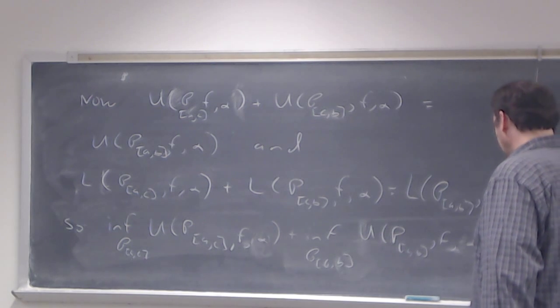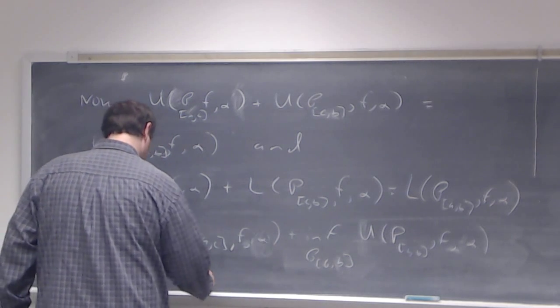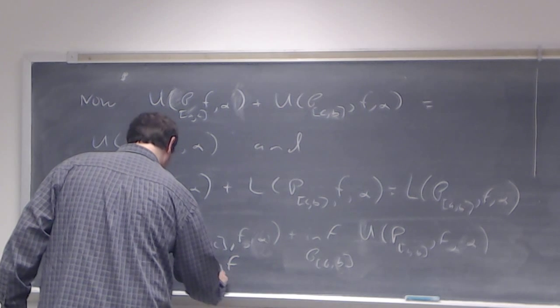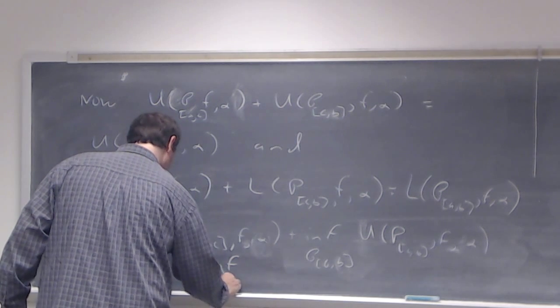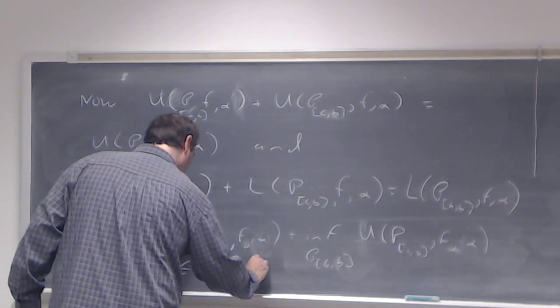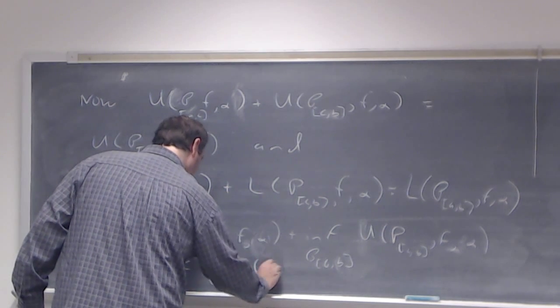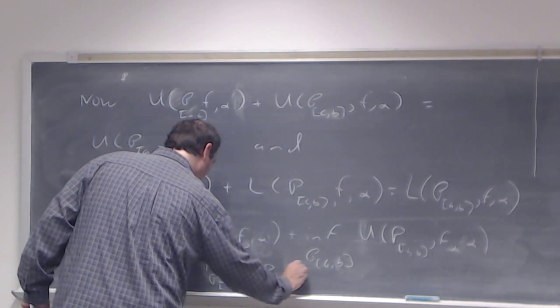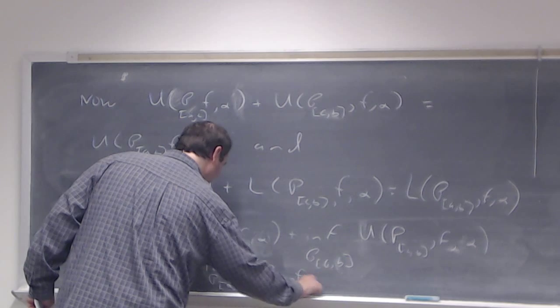That's going to be less than or equal to the infimum over all partitions from A to B of the upper sums with partitions A to B, F, and alpha.